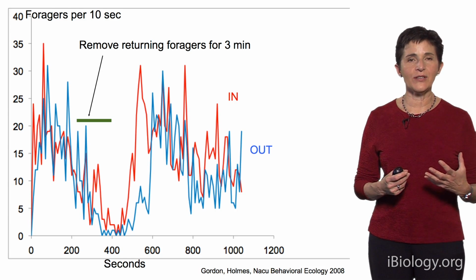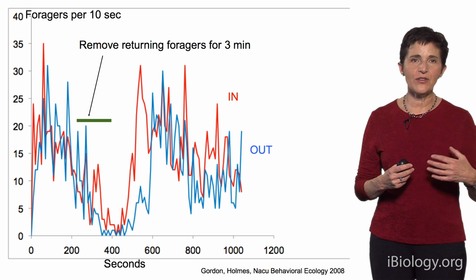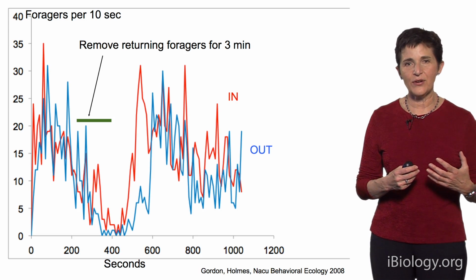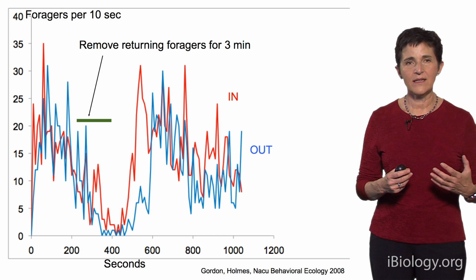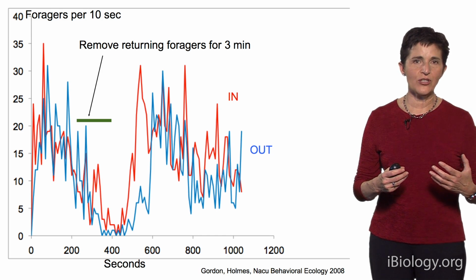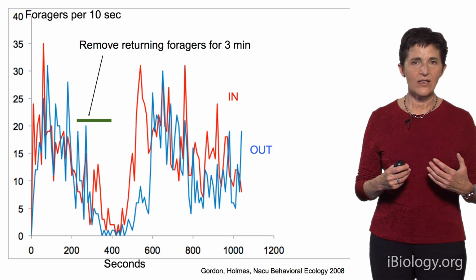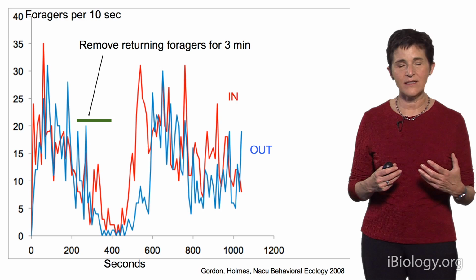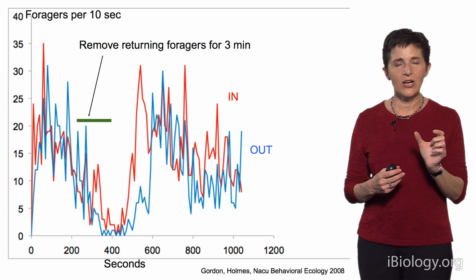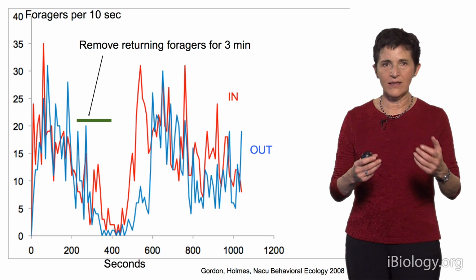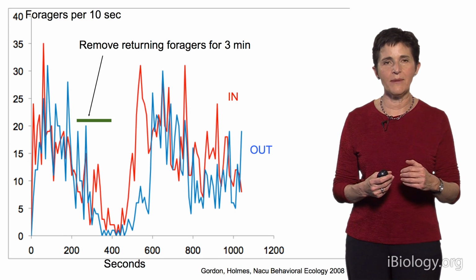Here's what the real data look like. This shows the rate of foragers going in and out of the nest in seconds. The whole thing is about 14 minutes. And the red line corresponds to the rate at which foragers are coming into the nest. The blue line corresponds to the rate at which foragers are leaving the nest. And the green bar shows the time over which we were removing returning foragers, collecting them up off the trail, and putting them in a box.